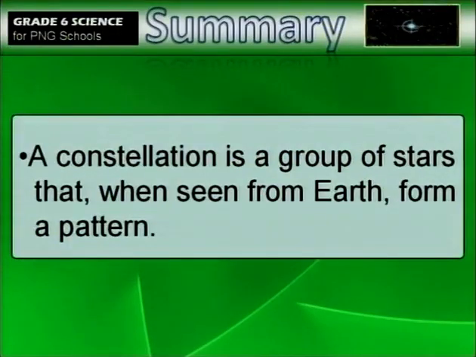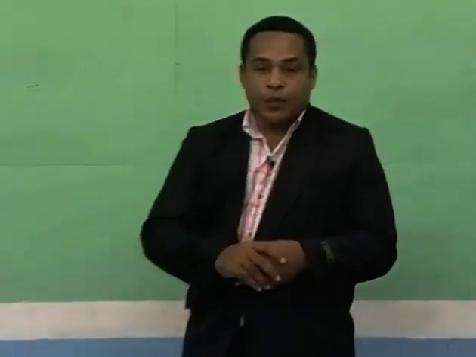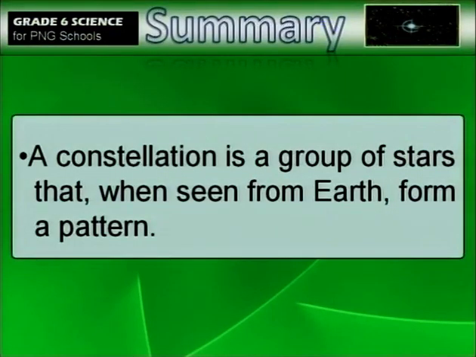All right, our summary. I'll give you only 1 minute to copy the summary down into your exercise books. A constellation is a group of stars that, when seen from Earth, form a pattern.